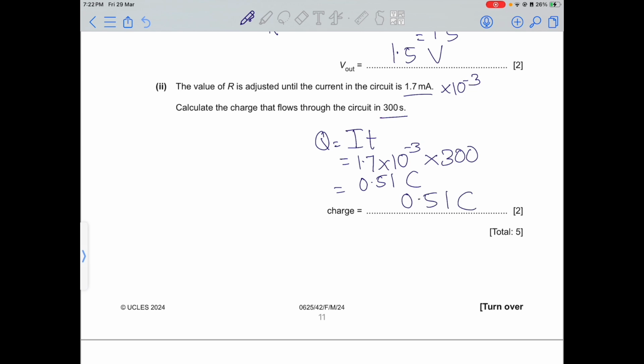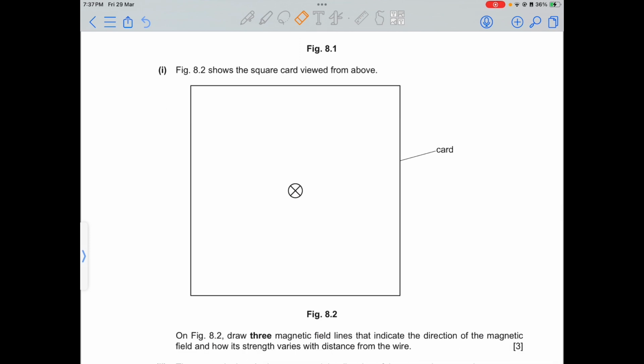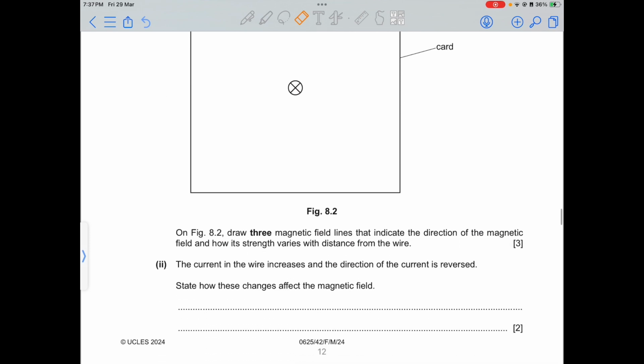Moving on to the next question now. Alright guys, so now we're moving on to question number 8, which says that figure 8.1 shows a wire carrying a large current. Figure 8.2 shows a square view from above. On figure 8.2, draw the magnetic field and indicate the direction of the magnetic field and how its strength varies.